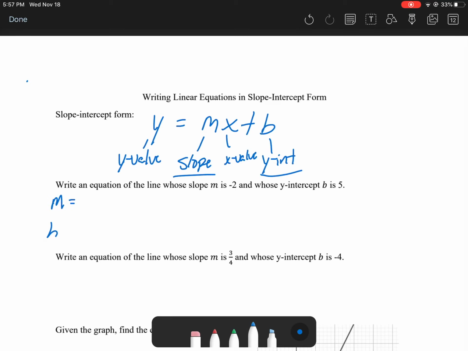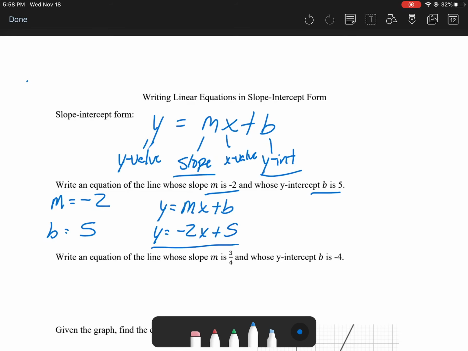So again, we're always looking for our slope. We're always looking for our y-intercept. The nice thing about these problems is they straight up just tell you what it is. You don't have to look far. You don't even have to do much work. They tell you what the slope and the y-intercept is. We're just substituting them into slope-intercept form. So substituting it in, I'd have negative 2x plus 5. It's a mighty fine looking equation.